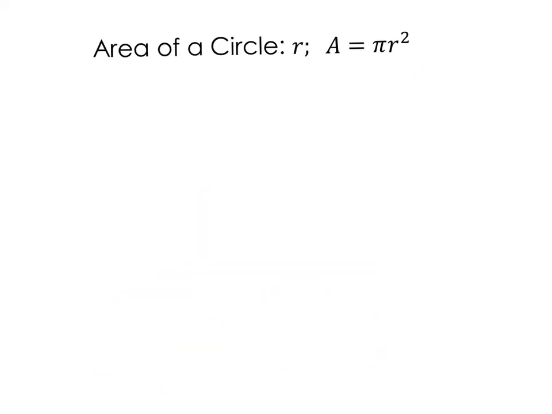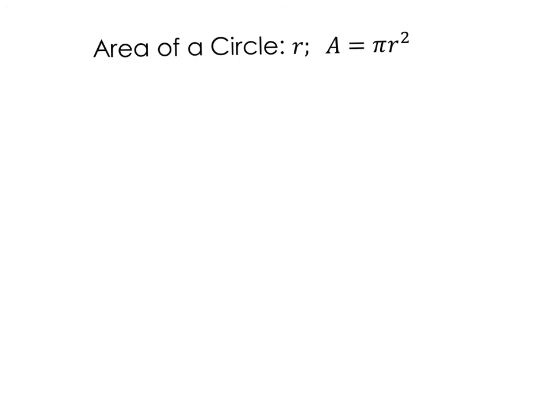This last example, I have area of a circle. That formula is A, or area, equals pi times r squared. R is the radius. So the radius is halfway across the middle of a circle. The diameter is all the way across. I know it's really easy to get those confused. So I could give you the area of a circle and I say, hey, what's the radius?